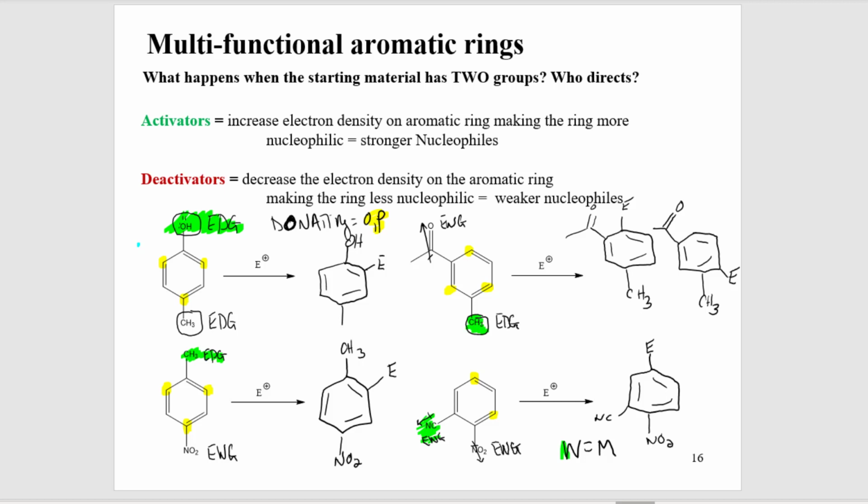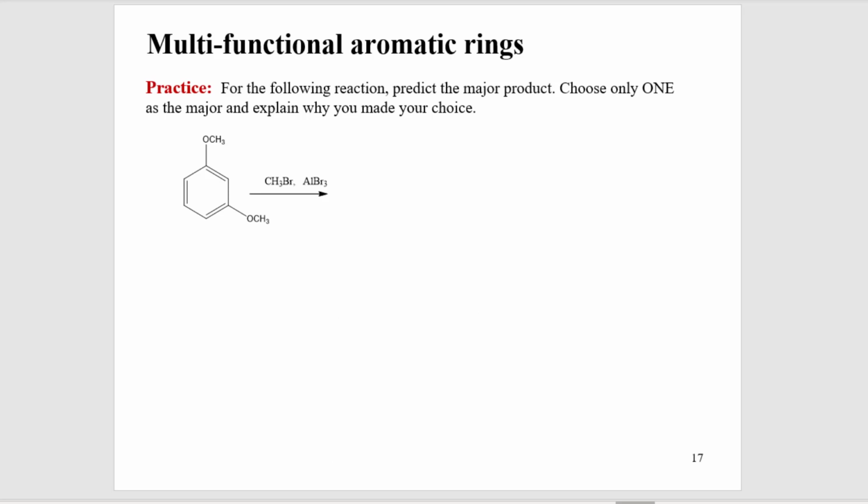Whew, this is building and building, right? I'm going to leave you guys with some practice of your own. Here is a Friedel-Crafts alkylation, so you know how to put things on. You just have to pay attention to what's already on the ring and determine what the major product is. Choose only one major product and explain why you made this choice.